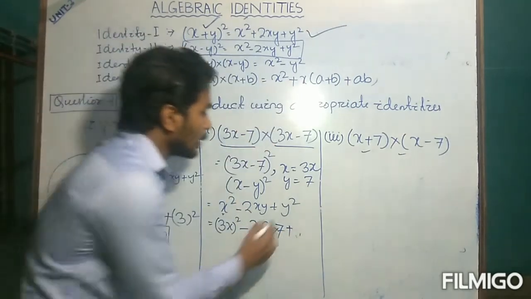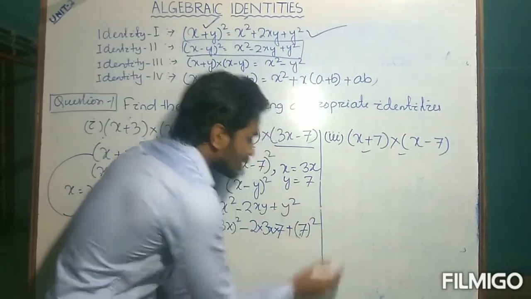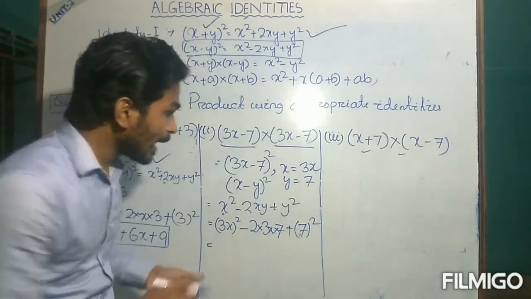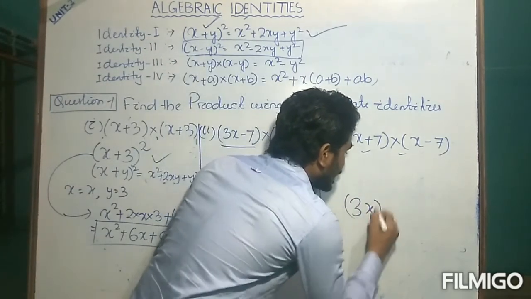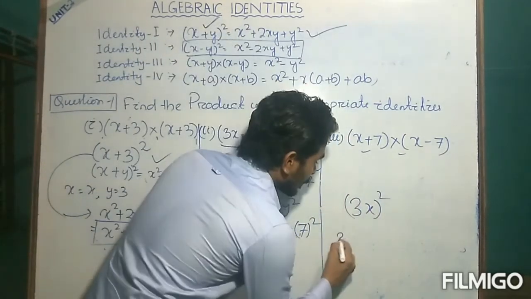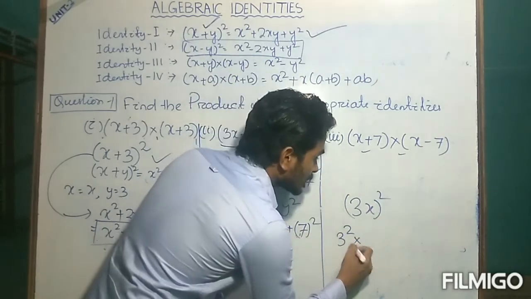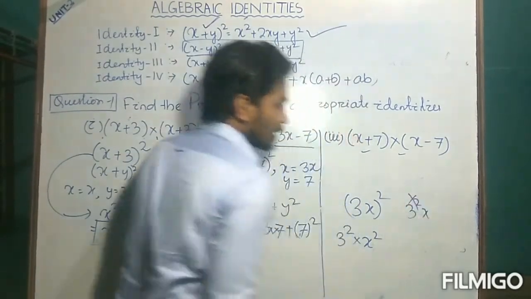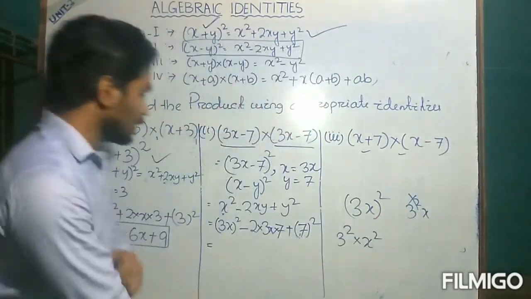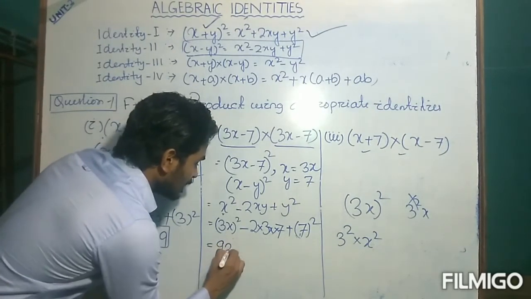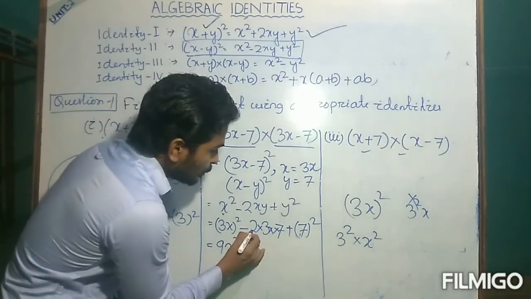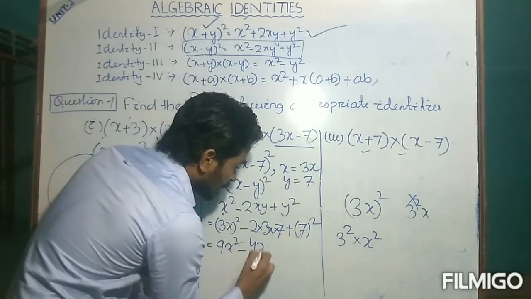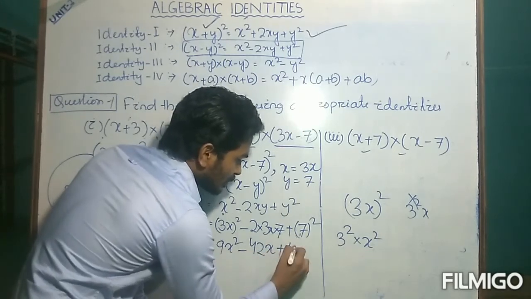Coming to the next one, y square means 7 square. Whenever you are going to find the square of 3x, it means you have to find the square of 3 as well as the square of x, not only 3 square x. No, this is wrong. You have to find the square of 3 as well as x. So it will be 3 square is 9, x square is x square, minus 2, 3, 7 are the constant term. So 2 times 3 is 6, 6 times 7 is 42, and here 7 square is 49, and here is the answer.